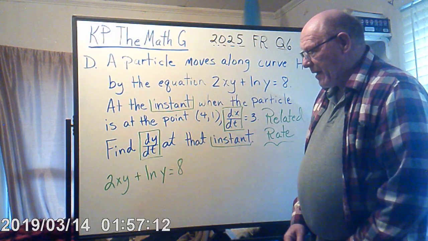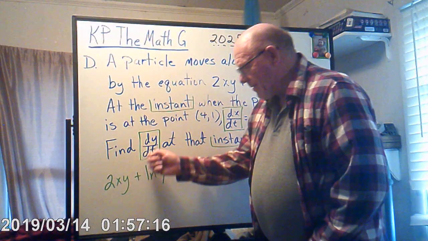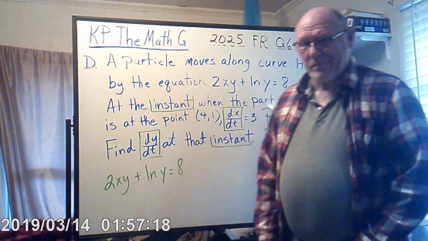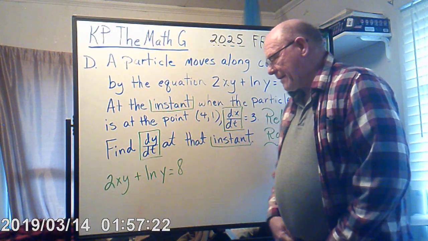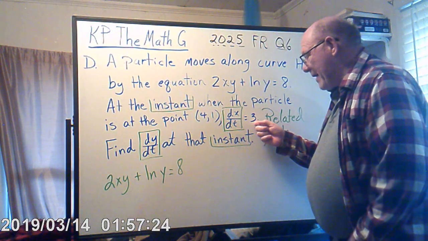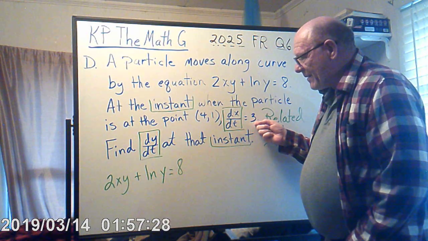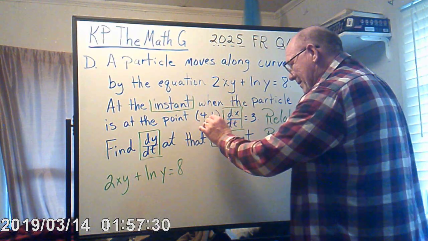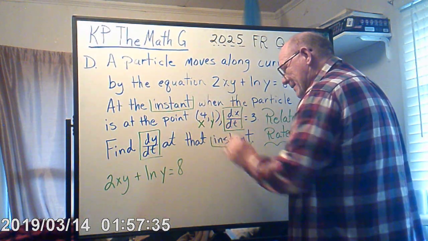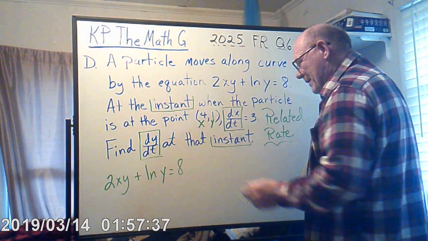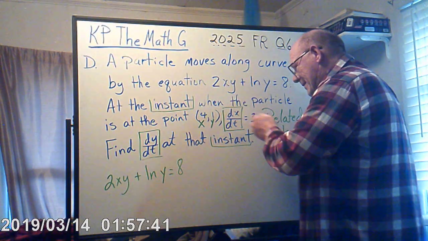We're not getting the derivative with respect to x or y. We're getting it with respect to time. So this is a rate. These are rates. This could be 3 meters per second. By the way, this is x and this is y. So x is 4, y is 1, dx over dt is 3.